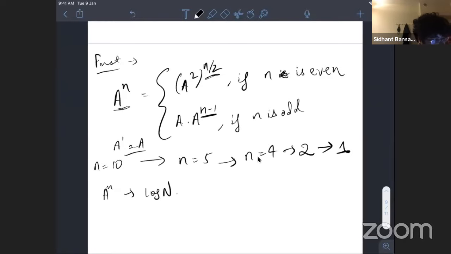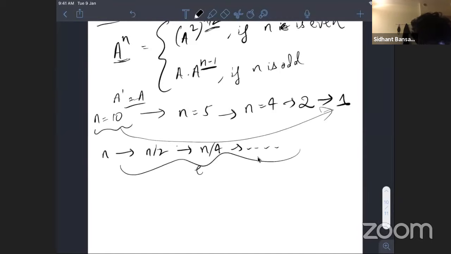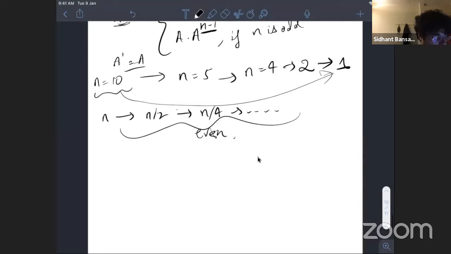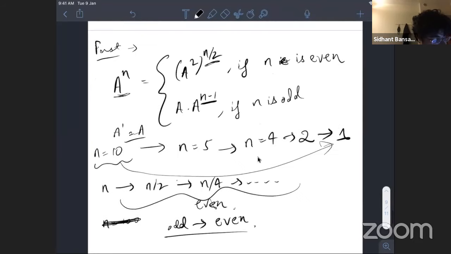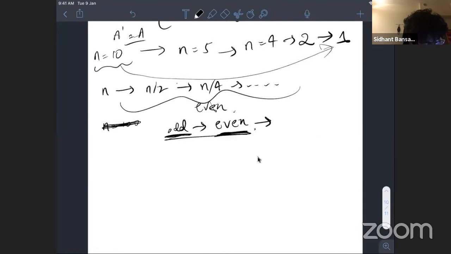Okay, think about this. Now I showed you for n equal 10 that it drops to 1 pretty fast. Think about a generic n. If you have n, in the next iteration, it will probably become n by 2. In the next iteration, it will become n by 4, and so on. This will happen if it's even always, right? But it might become odd, you'll say. It might become odd in between, but it won't become odd a lot of times. Let's say n is 100. Basically, whenever it becomes odd, in the next step, it will become even, right? Because when n is odd, n minus 1 is even. And then you halve it.